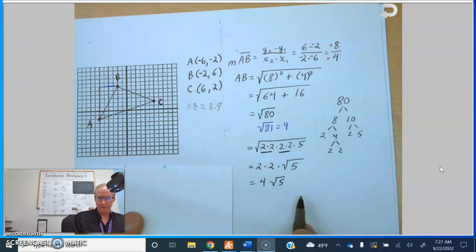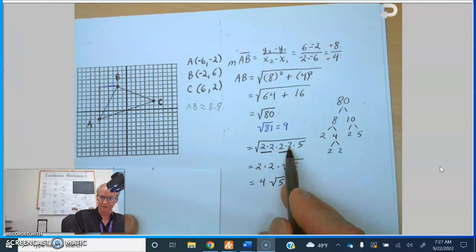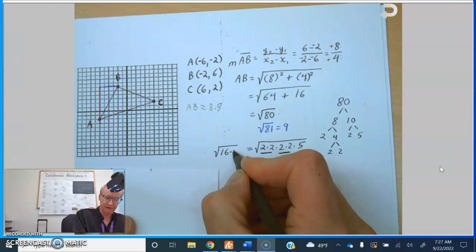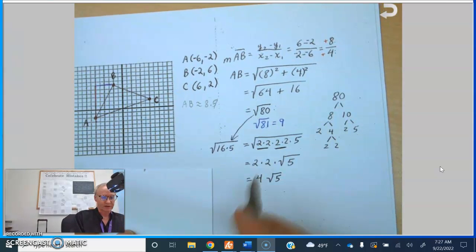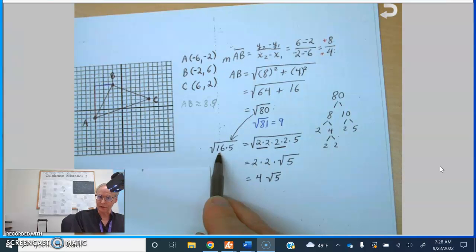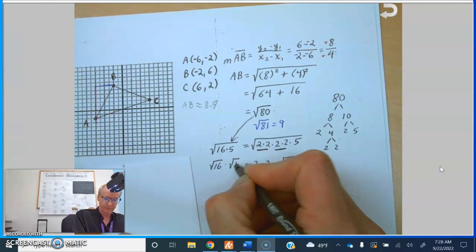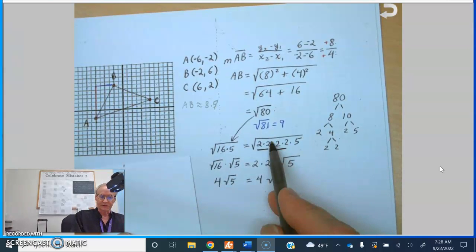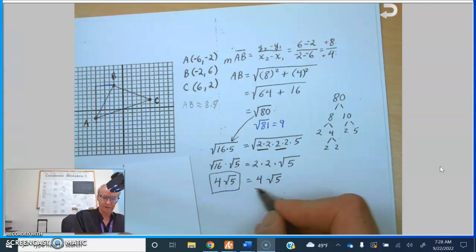A more direct route to take is to realize that 2 times 2 times 2 times 2 is 16. This is the same as 16 times 5. If you can see this directly, it's actually even easier because the square root of 16 is just 4. So separating these out, this is 4 times the square root of 5. You can take out pairs, or you can take out perfect squares. Either way, you get the same answer, of course.